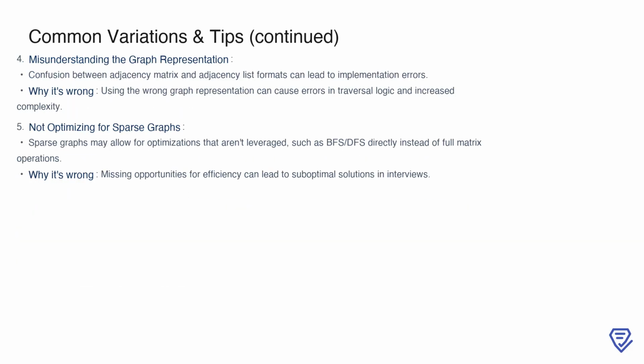Another area where candidates struggle is misunderstanding the graph representation. Graphs can be represented in different ways, such as adjacency matrices or adjacency lists, and confusing these formats can lead to implementation errors. For example, using the wrong representation might result in incorrect traversal logic or unnecessary complexity. Additionally, not optimizing for sparse graphs is another common oversight. Sparse graphs often allow for optimizations, such as using BFS or DFS directly, rather than relying on full matrix operations. Failing to leverage these optimizations can result in solutions that are unnecessarily slow or inefficient.